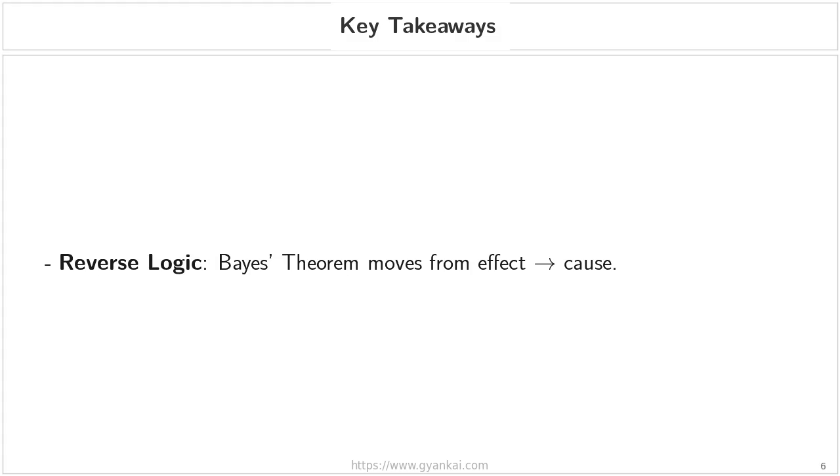Key takeaways. First, I want you to remember the concept of reverse logic. Throughout this lesson, we've seen how standard probability looks at a cause and predicts an outcome, but Bayes' theorem flips that script. It allows us to work backward, moving from the observed effect back to the original cause.